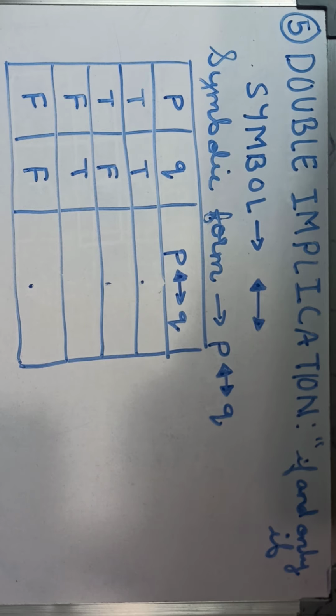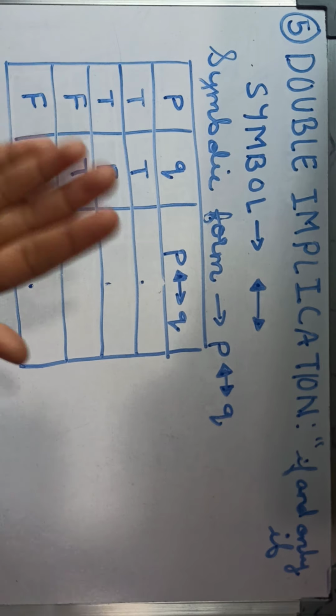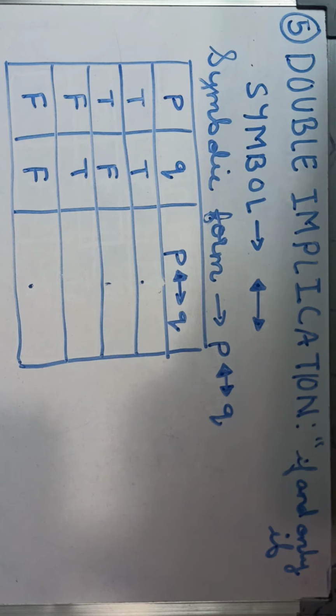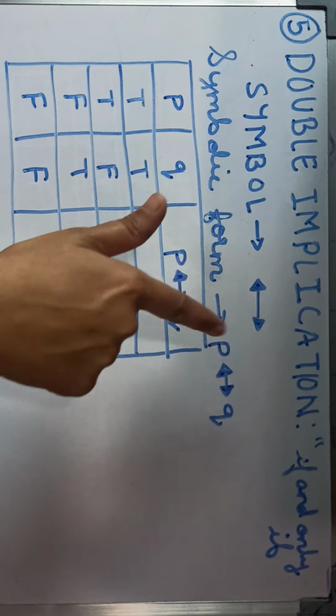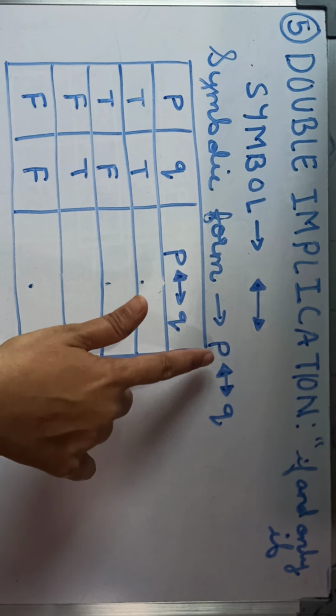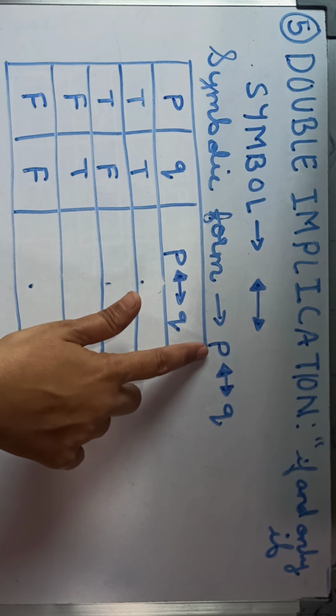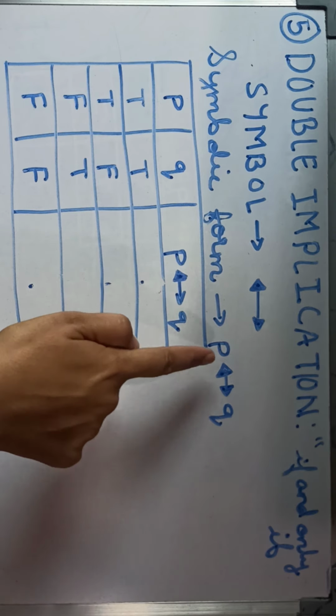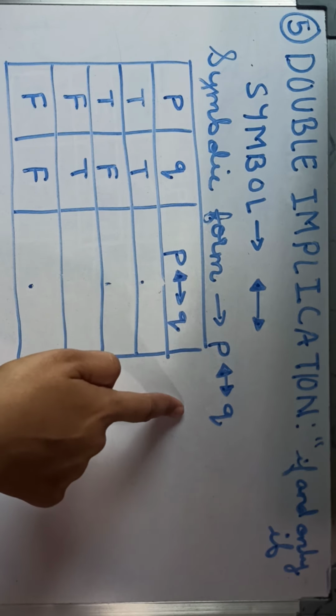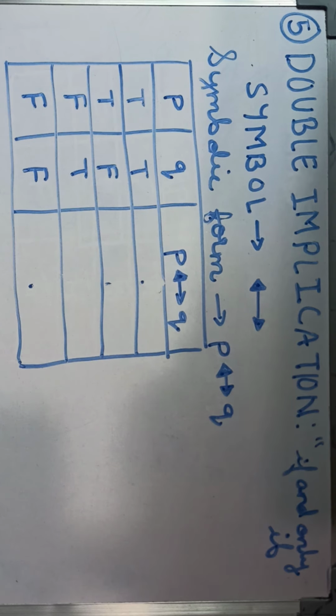The fifth and last logical connective used is double implication. The words used will be "if and only if." So P if and only if Q, that is the form of double implication. Its symbol is this, double arrows, and it is represented symbolically as P double implication Q, or we can say P if and only if Q. So let us see the truth table.